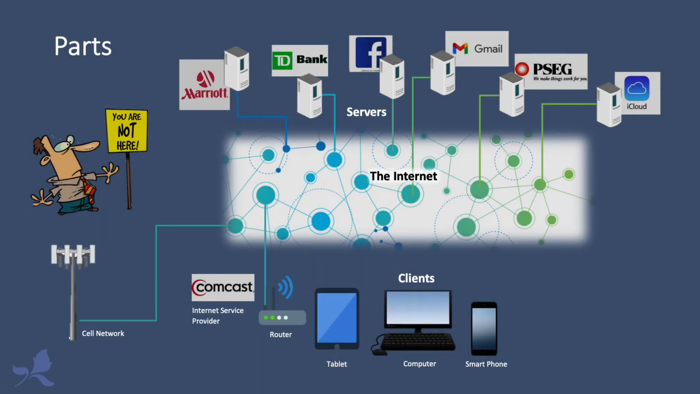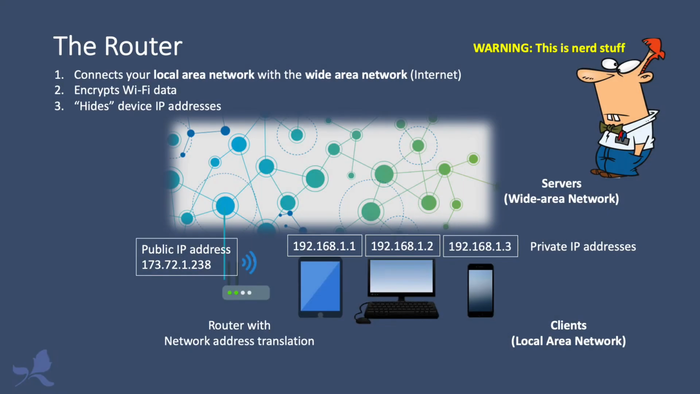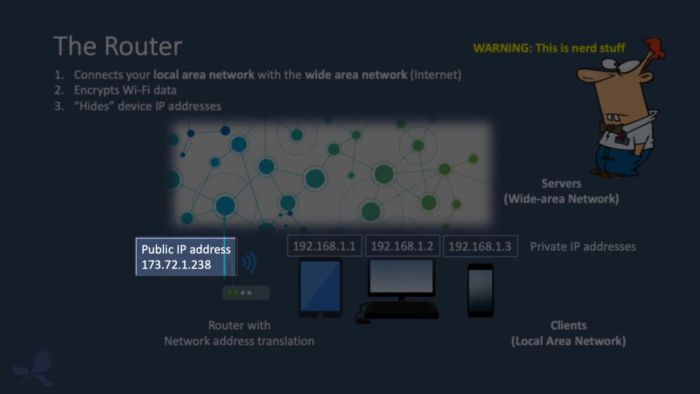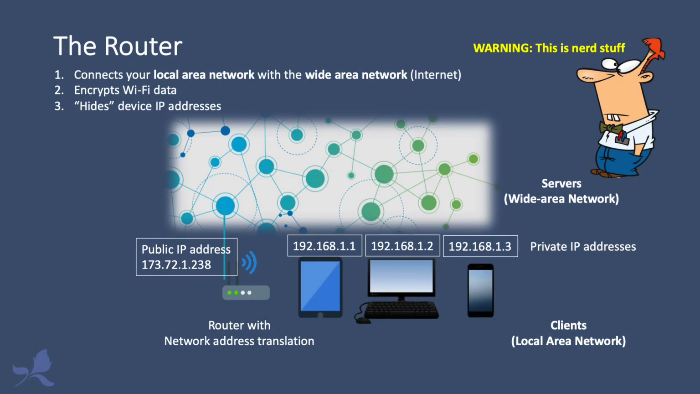The router plays an important role as the first layer of defense between your local area network and the internet. Now, I'll warn you, this gets a bit wonky. When you connect to the internet, your internet service provider assigns your router an Internet Protocol or IP address. My router's address is 173.72.1.238. That's my router's location on the internet.